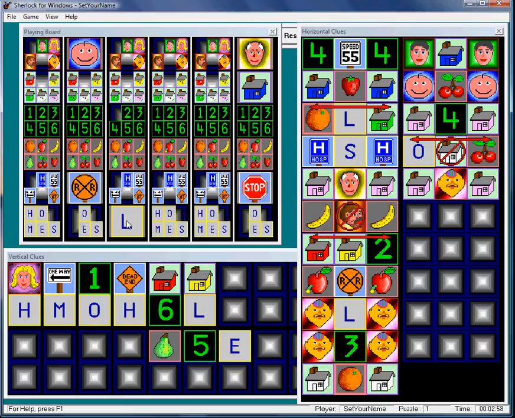Oh, okay, I don't really know how that works. But the H is there. L is already here, so it can't be the dead-end sign. The red house is with number 6. Well, there's a blue house, so that can't be it. The yellow house is with an L. Well, here's the L, so yellow house.